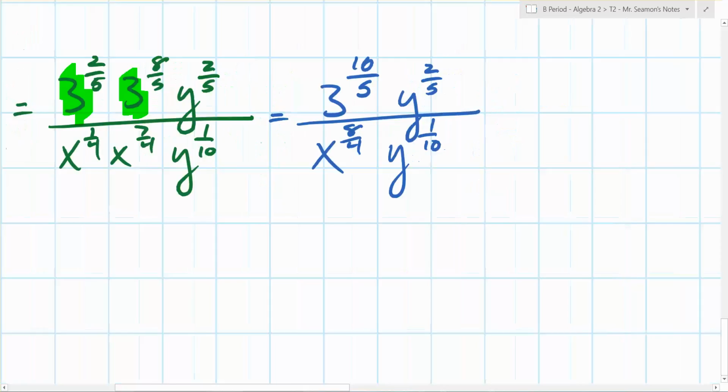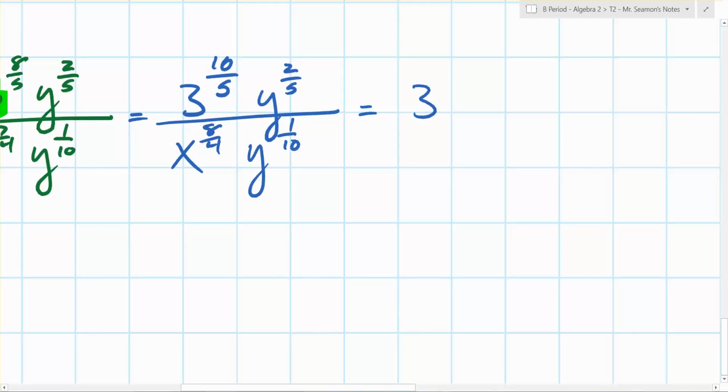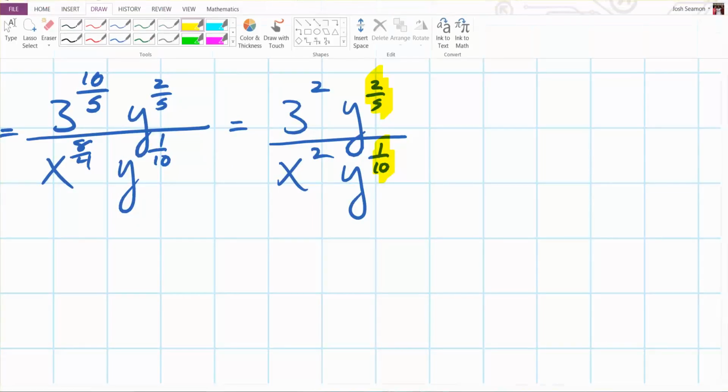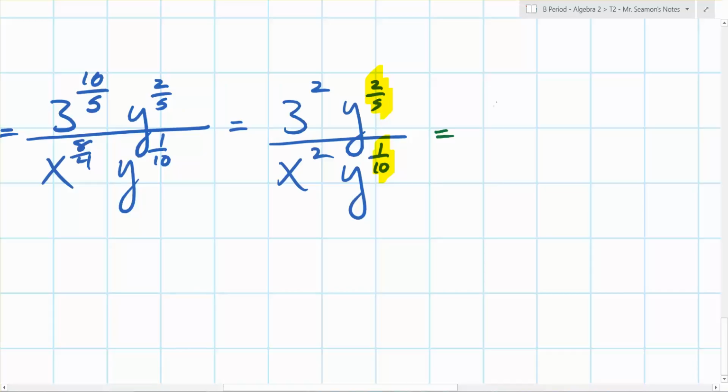So now you can always simplify. So it's 3 squared y to the 2/5 over x squared y to the 1/10. So what do you do with the y's? What do you do with the powers here? What do you do with them? Subtract. You subtract, exactly. So that's going to be 9 over, you have x squared still, right? Yeah. So then you have y to the 2/5 minus what?